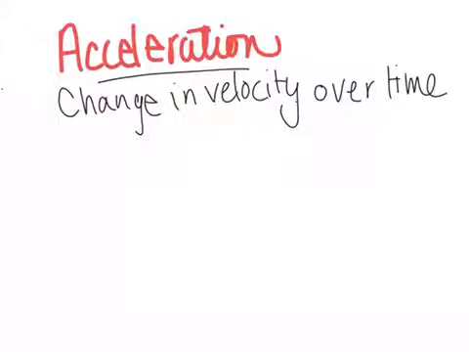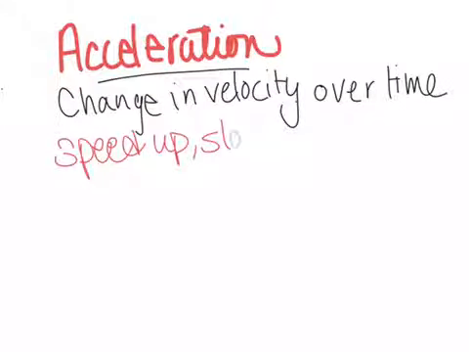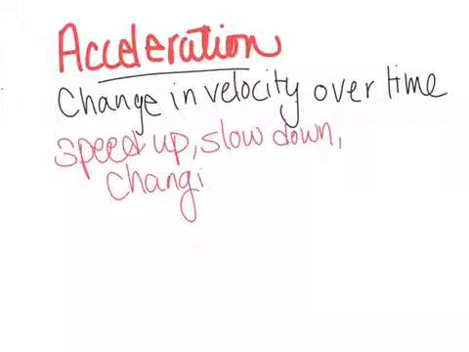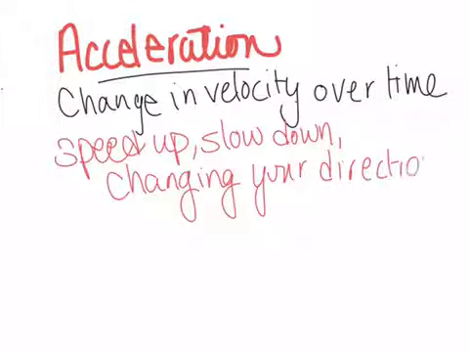One way you can change your velocity is you can speed up. The opposite of that would be to slow down. But then you can also change your velocity by changing your direction. Since velocity measures both speed and direction, if you change your direction, you're going to change your velocity.